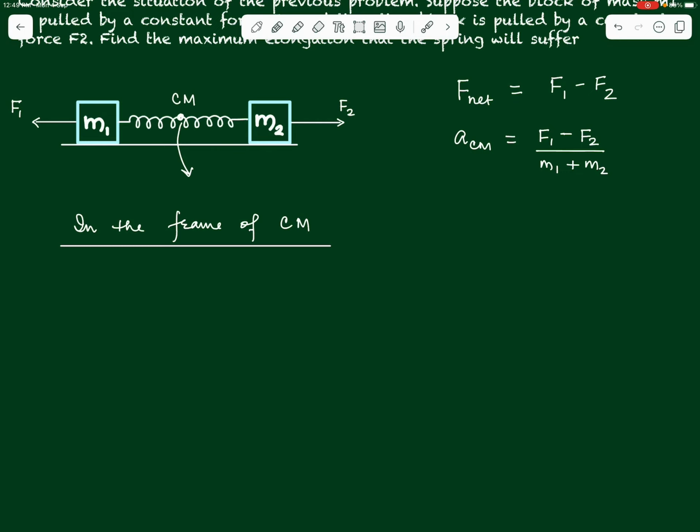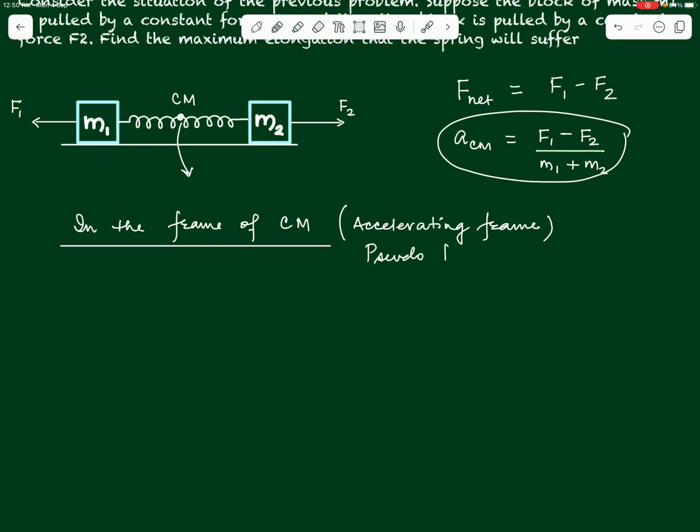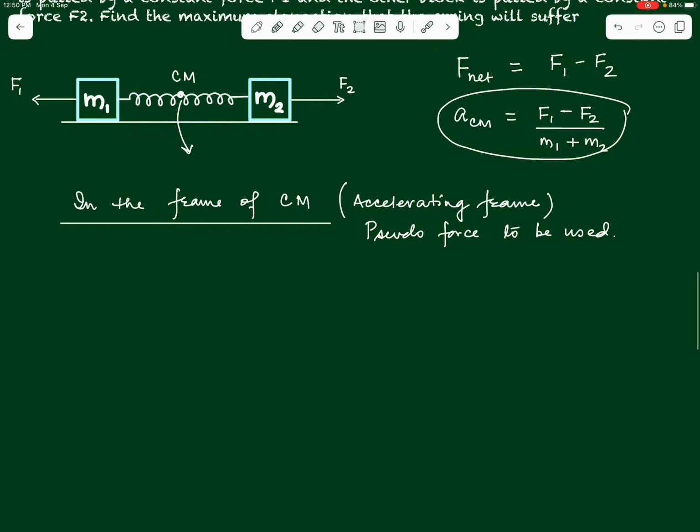Now, in order to work in the frame of center of mass, because center of mass is accelerating, we need to take the help of pseudo force if we want to work in an accelerating frame, right. So in the frame of center of mass, which is now an accelerating frame, or a non-inertial frame, we have to use a pseudo force. What will be the pseudo force acting on the particles? We know that the pseudo force that acts on any body of mass m which is being studied from a frame which is accelerating with an acceleration a is m into a, and the direction is opposite to the direction of acceleration of the frame. This is the expression, right.